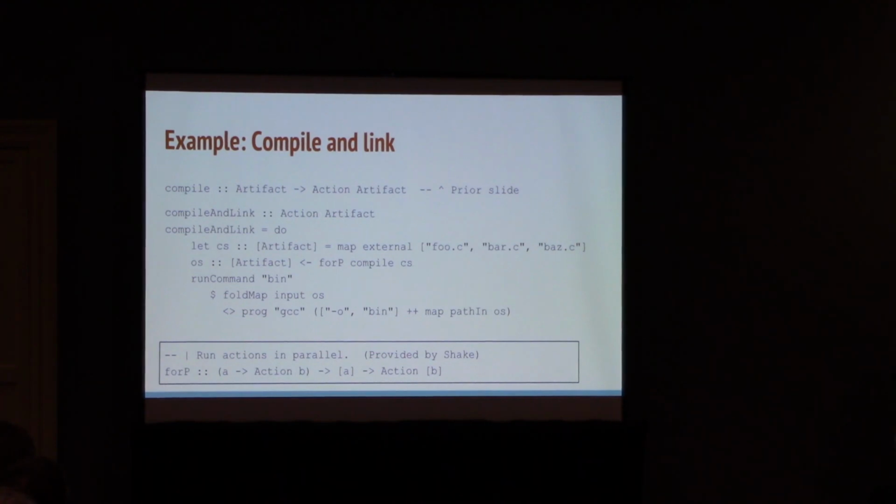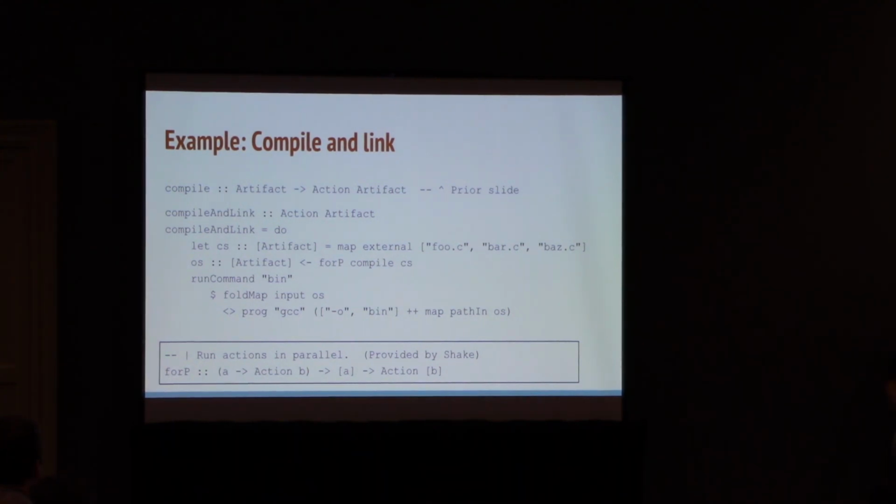So the other code example I wanted to give was just of composing these things together. So not just compiling one file, but compiling several and linking them together. Imagine you had three files, foo, bar, and baz, that you wanted to link together. Then you map the external function over them, which gives you references, artifacts, in the cs variable. Then you can map the compile function over them using par, which is a function that Shake provides, which just runs them in parallel, using however many CPUs you have on your machine.